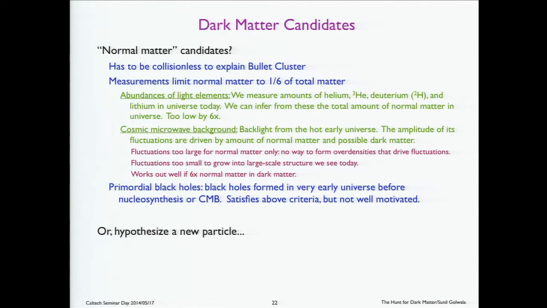Okay, so why do we have to have something that's besides normal matter to be dark matter? As I explained, it has to behave differently in order to explain something like the bullet cluster. And then there are a variety of measurements that tell us that, in fact, only about 1/6 of the total matter in the universe can be normal matter. We can measure the abundances of light elements today and infer from that the total amount of normal matter in the universe. And it's about a factor of 6 too low to explain the total mass that we're able to measure through lensing measurements like I just talked about and other measurements.